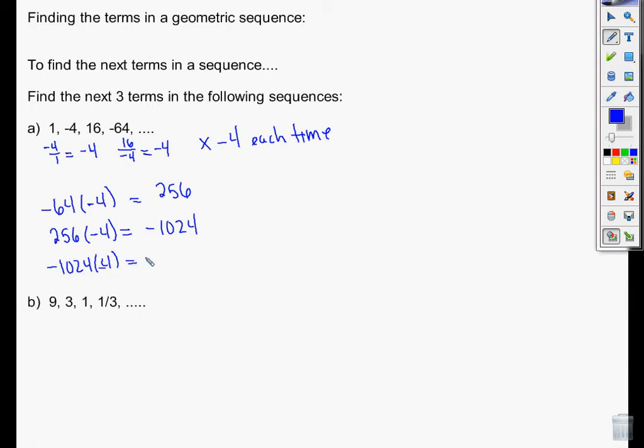Times -4 gives me positive 4096. Okay, so these are my next 3 terms. So if I keep going, I get my next one's 256, then negative 1024, then 4096. Okay.